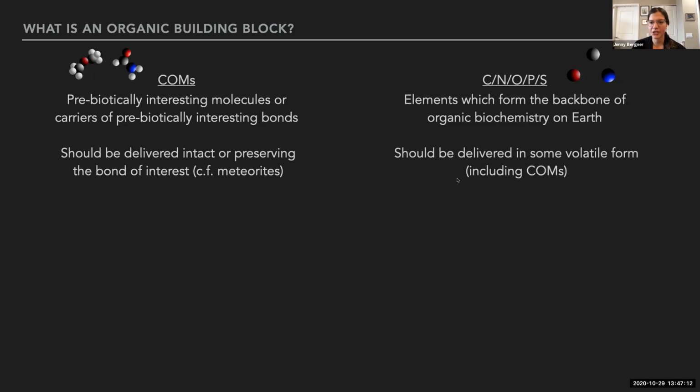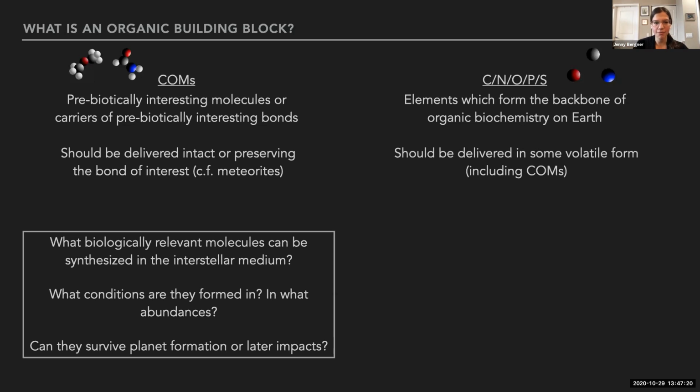So depending on which end of this spectrum you're thinking about, the questions that we want to ask from a delivery standpoint are going to be different. On the complex molecules as organic building blocks end of the spectrum, we want to understand what biologically relevant molecules can actually be synthesized in the interstellar medium, what conditions are they formed in, and in what abundances, and can they survive the planet formation or later impacts?